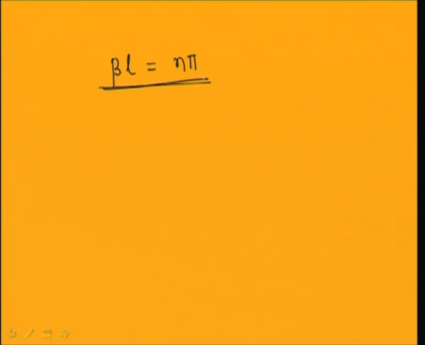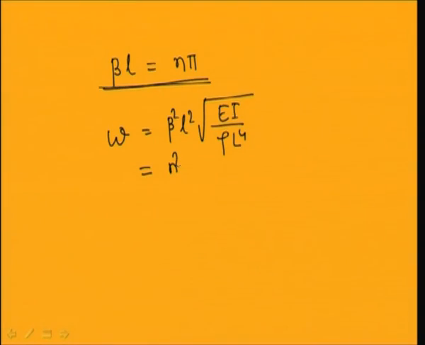So, omega equal to beta square L square into root over E I by rho L fourth. For a given material or a given system, this can be written as n square pi square into root over E I by rho L fourth, as for a given system E, I, rho and L are constant. Let this be the simply supported beam.